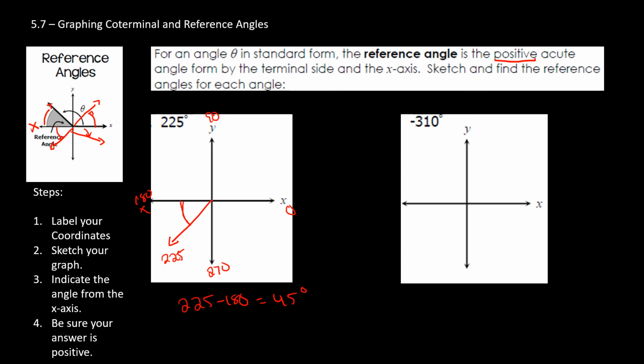In other words, between here and here, it's 45 degrees. That is the angle distance there.